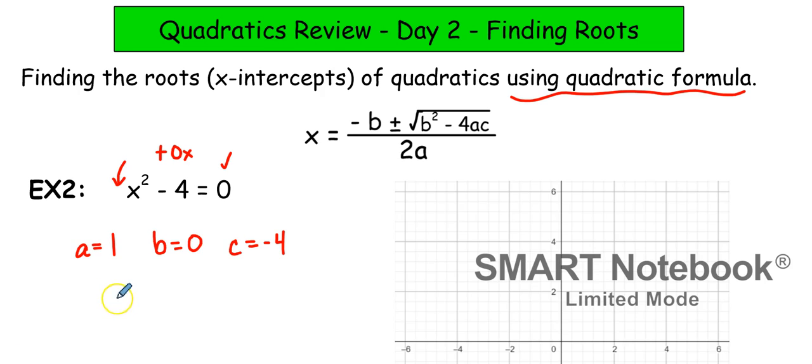So the quadratic formula tells us that we can find our roots using x equals negative b. Well, technically that's a negative 0, plus or minus the square root of b squared. So again, 0 squared is just 0, minus 4 times a, which is 1, times c, make sure you take the sign with it, over 2 times a, or 2 times 1.